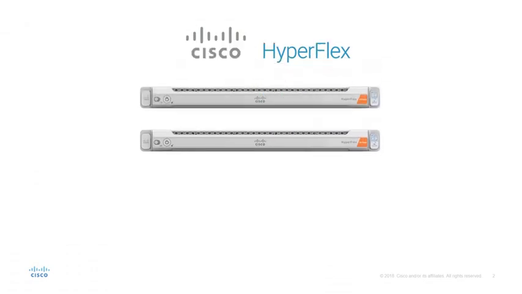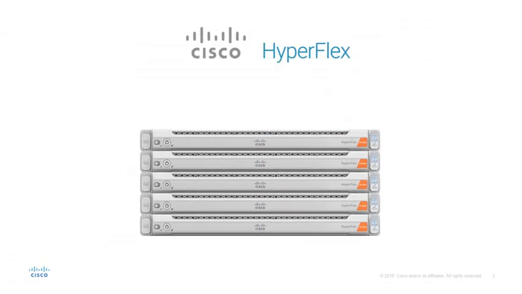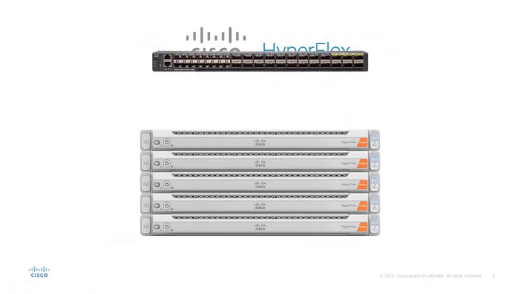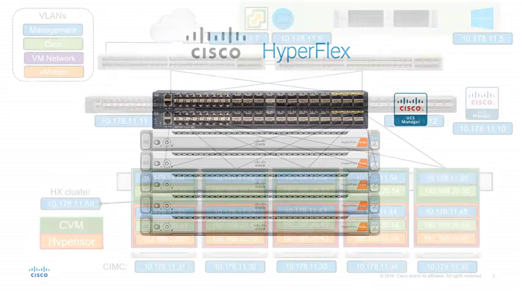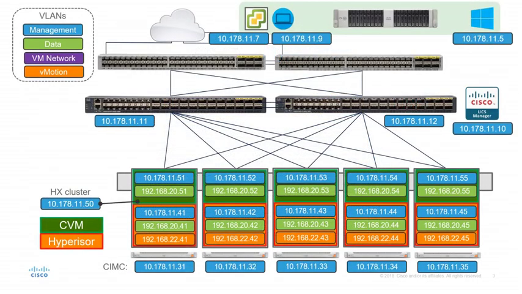When you have your HyperFlex servers racked and stacked, all the VLANs and addressing chosen, and the UCS domain configured, it is time to proceed with the HyperFlex installation. In our case, we will be using a flatter infrastructure design than usual.